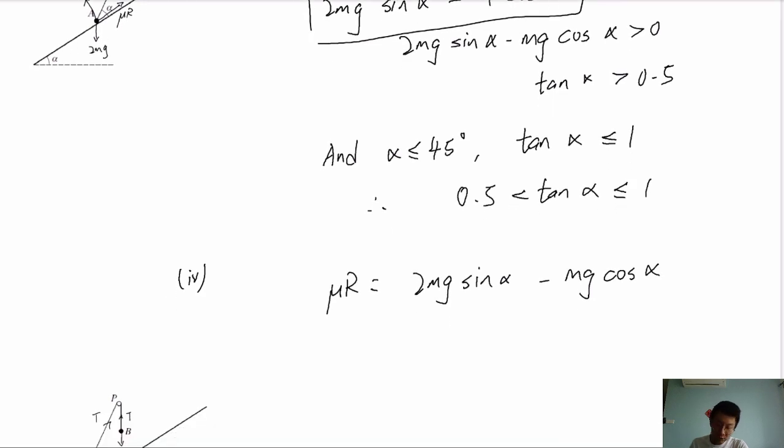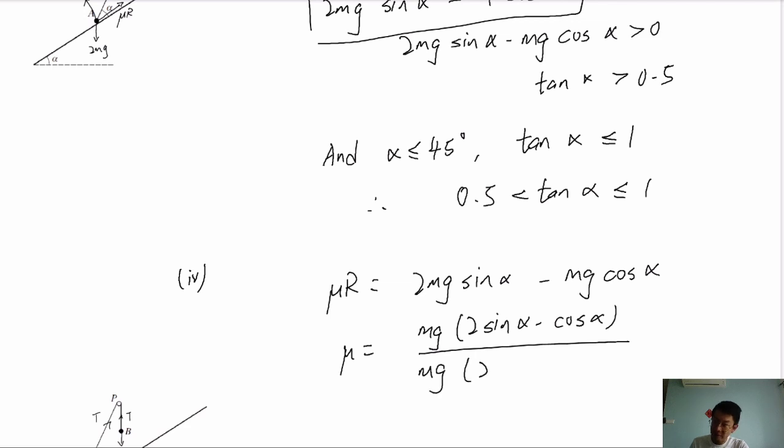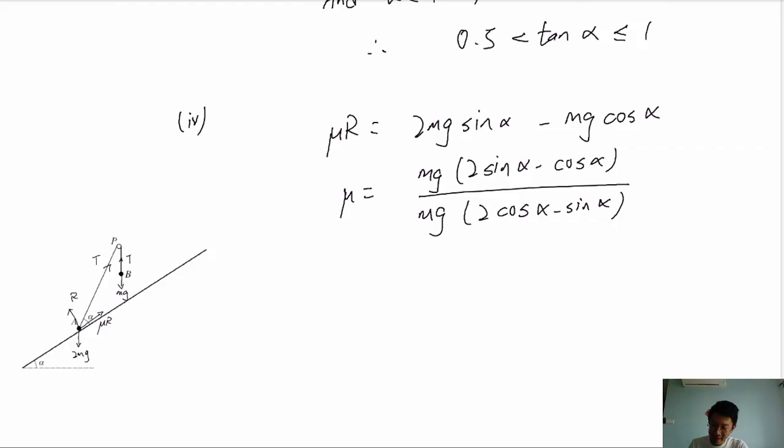Because we want the mu, let's factorize out the mg. Earlier on we already found the expression for R. So the R here is mg times 2 cos alpha minus sine alpha. So this is the expression for our mu. We can cancel off the mg in this case, for which we will get an expression entirely in terms of cos and sine.